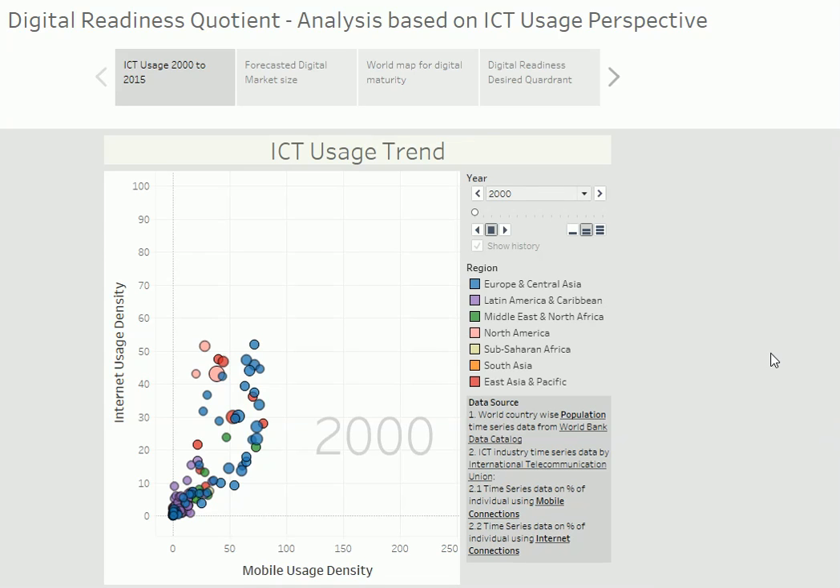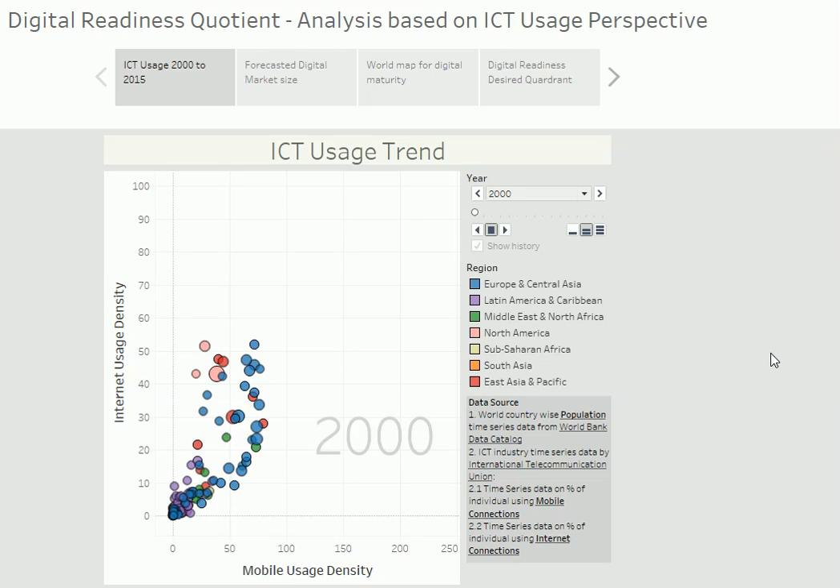So when I say digital readiness quotient, what I mean is how ready a country is to accept any of the digital products and services that can be offered. And in order to come to that digital readiness quotient, I have analyzed the data of the ICT usage of the countries between the year 2000 and 2015.